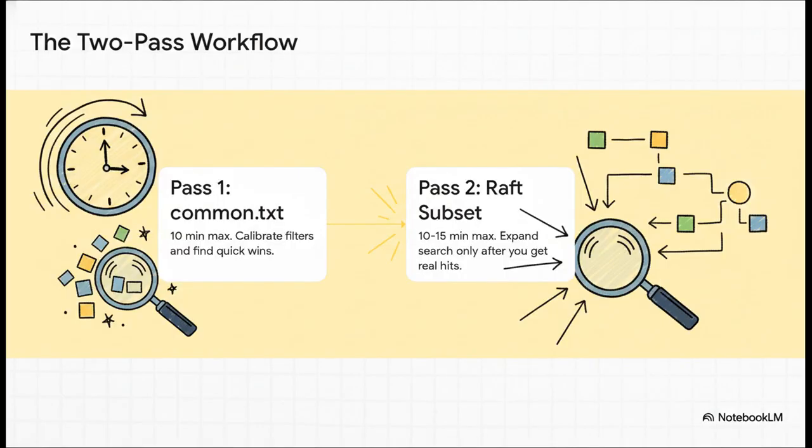So here's the workflow. Pass 1 is your recon mission. You give yourself 10 minutes max. Your goal is to figure out how the server behaves, calibrate your filters, and grab any low-hanging fruit. Then, and only after you get legitimate, interesting hits, do you even think about moving to Pass 2, where you start to expand your search.